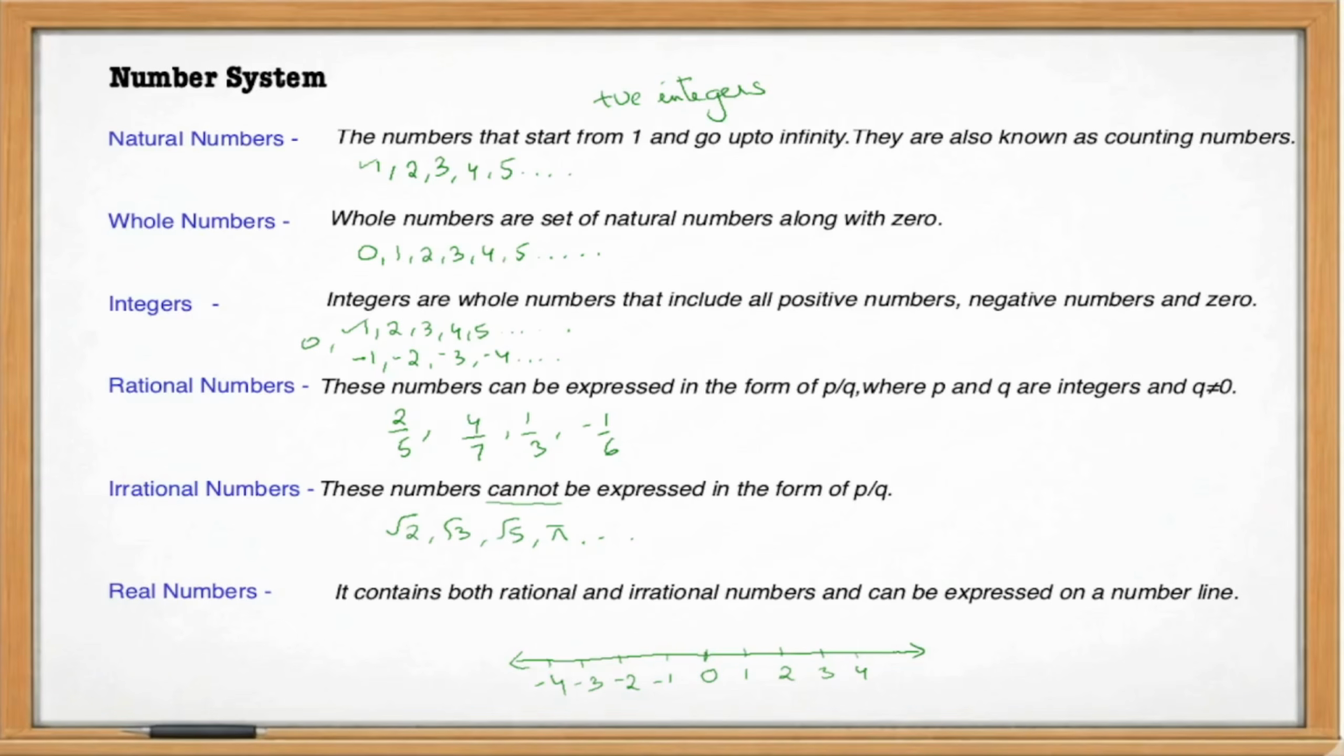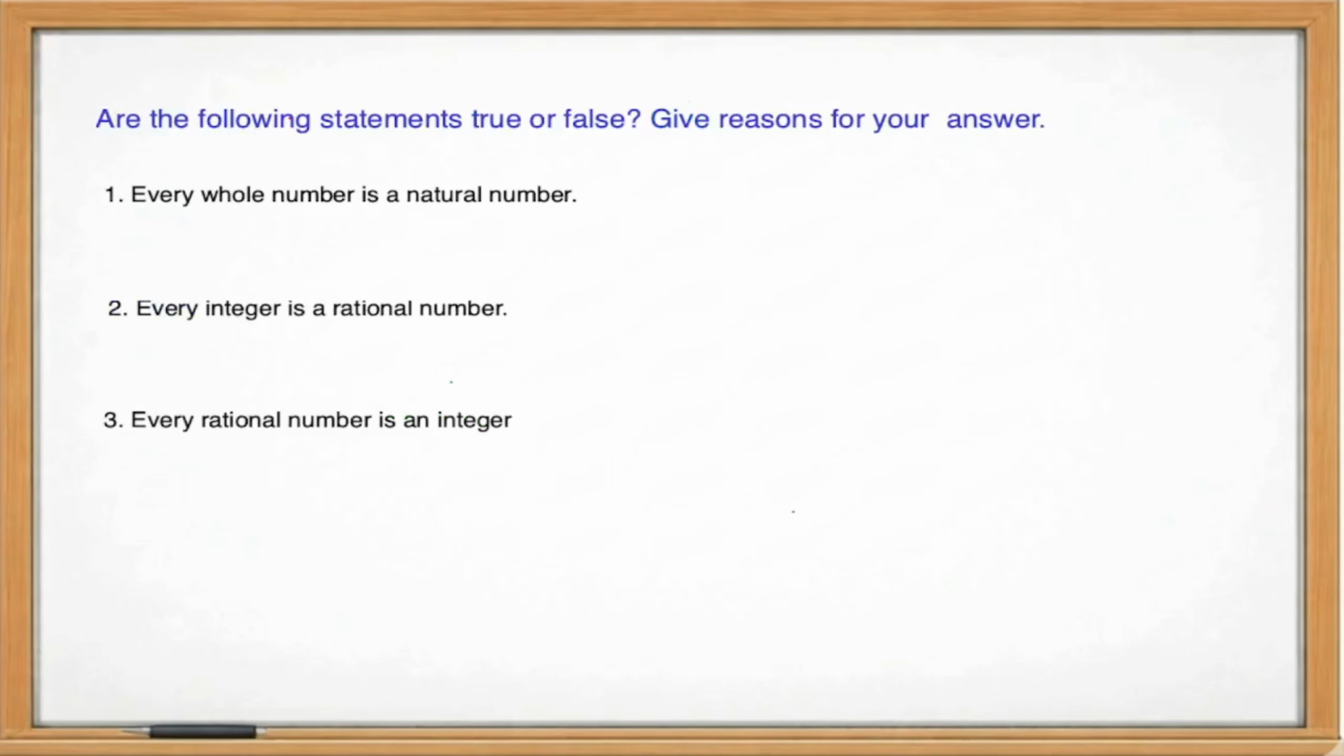Okay, now let us go to the next page. See, here are some questions related to the types of numbers. Are the following statements true or false? Give reasons for your answer. See here, every whole number is a natural number. Actually, the answer is false. Why? Because 0 is a whole number, but not a natural number. So we can't say every whole number is a natural number.